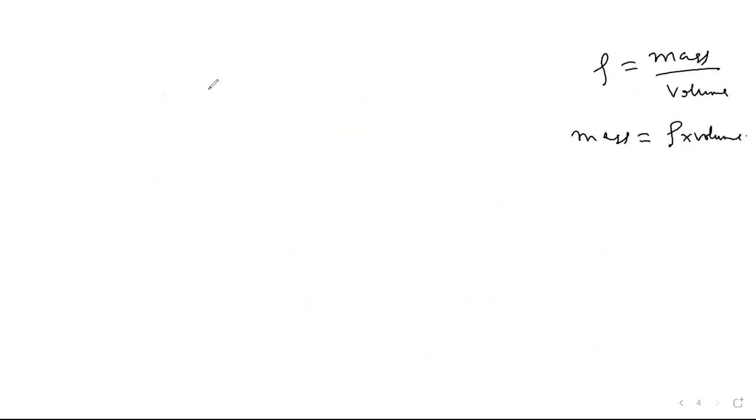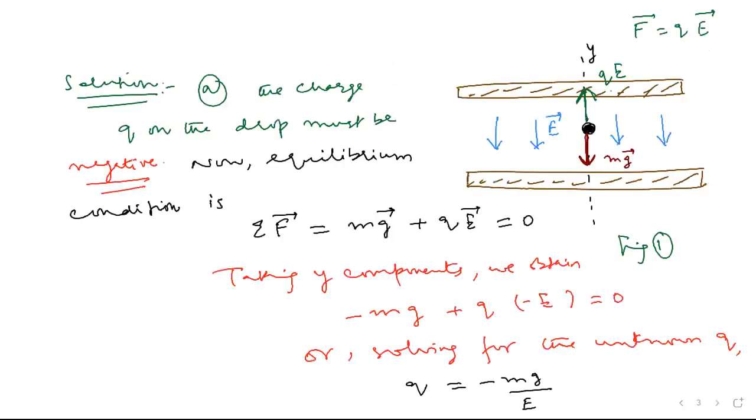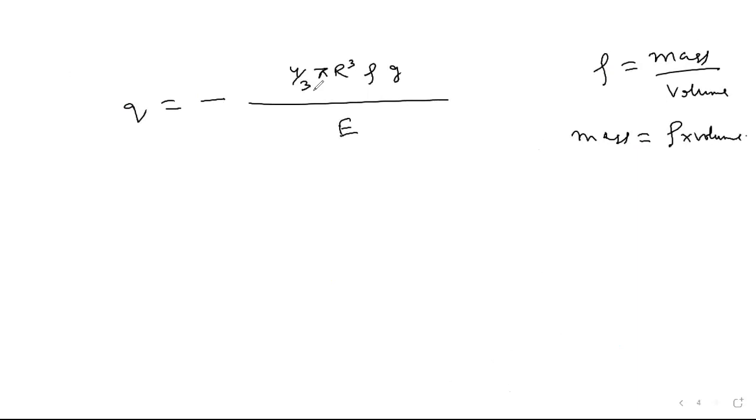So we reach here. Q is equal to minus, instead of m, we will write volume times the density. So volume is 4 by 3 pi r cube, because the oil drop is spherical in shape. Volume of the sphere is 4 by 3 pi r cube times the density times the acceleration due to gravity over E. Then check it. Q is minus mg over E. Instead of m, we have written volume times density. Volume is 4 by 3 pi r cube. Rho is density, g is acceleration due to gravity.